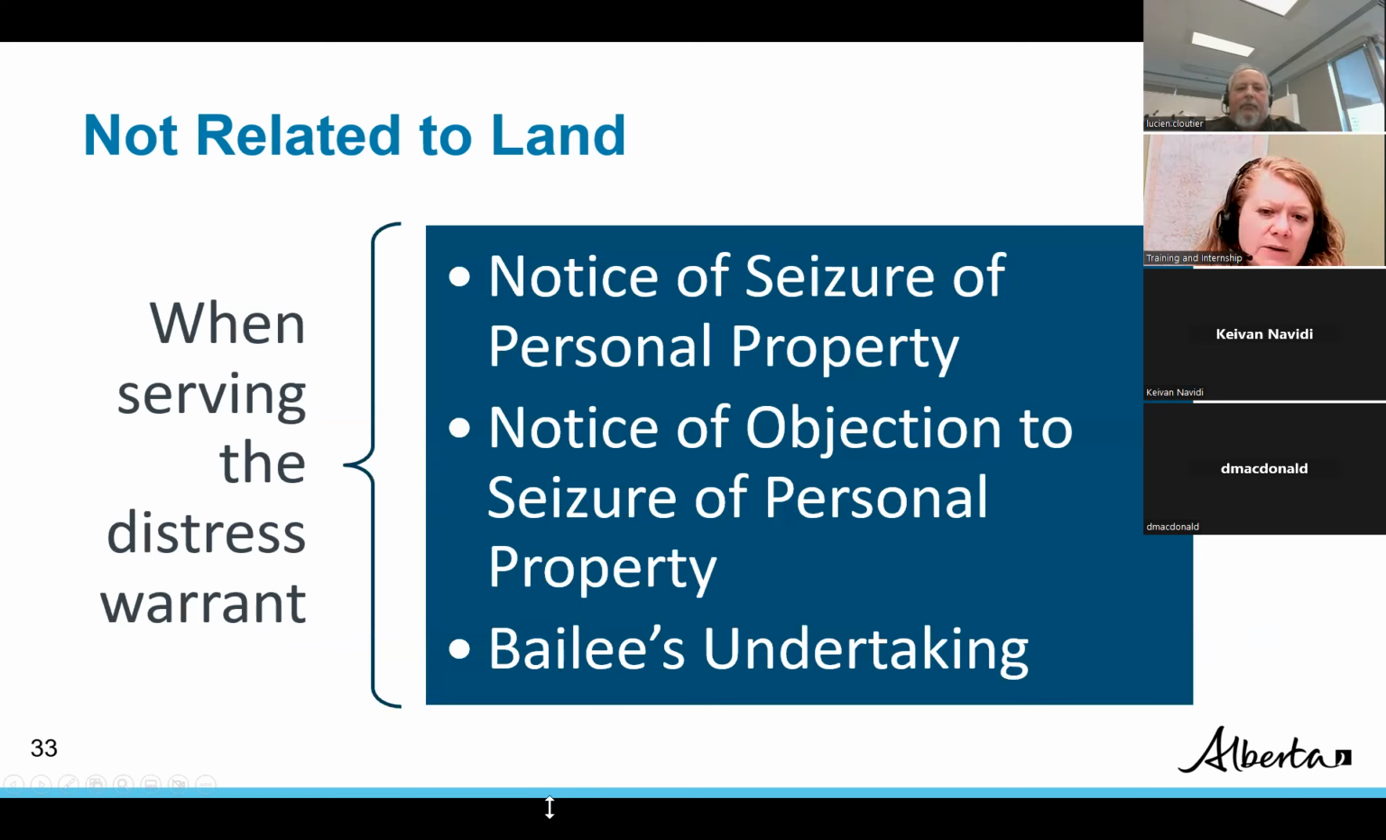All right, then there's just a bit more detail about the distress warrant. The slide shows what has to be included. There's a notice of seizure of personal property form, and a notice of objection to seizure of personal property. That's provided at the time the seizure is being served, to give the person a chance to object to that seizure.